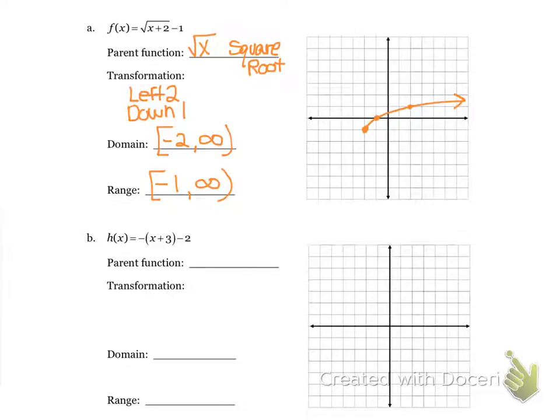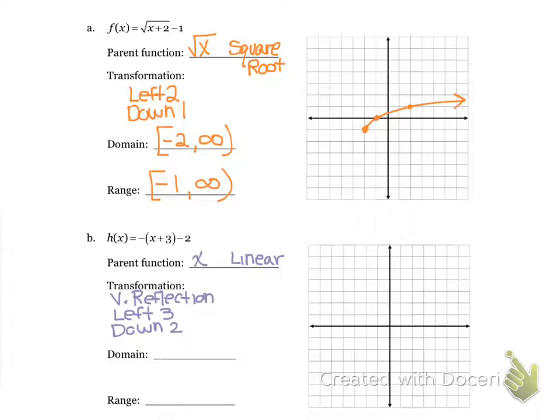Okay, so this function, the parent function, is just x because this is a line. This is a linear function. So we have a vertical reflection on the outside. That's what that negative does. We go left 3 and down 2. So I'm going to take the origin and I'm going to go.